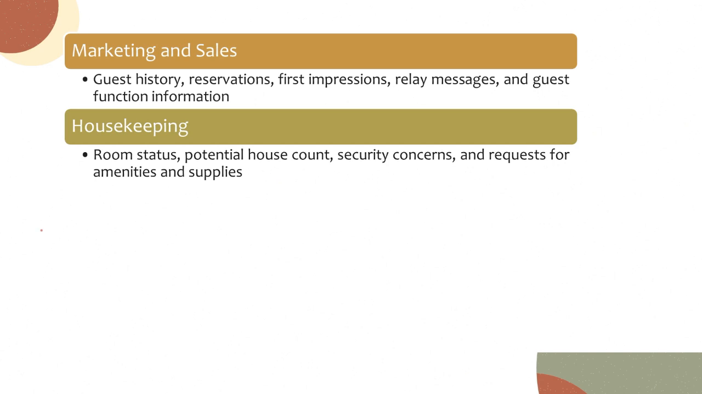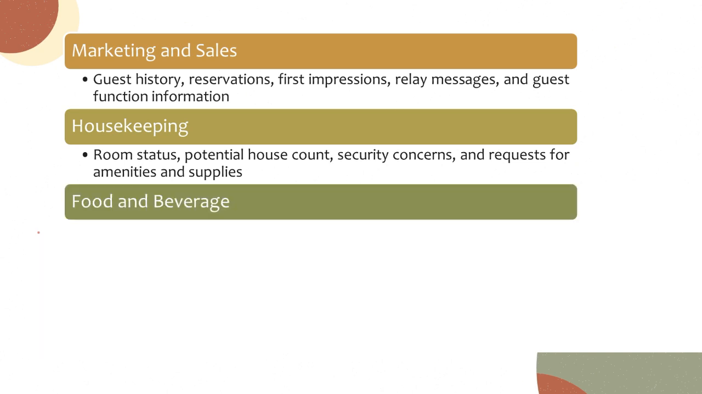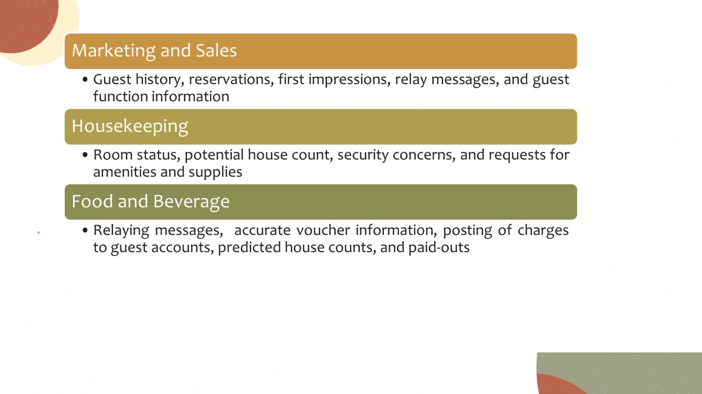Next one is the housekeeping. So, parte yan ng operation ng isang hotel. Because sa housekeeping, dito natin nakikita yung room status, potential house count, security concerns, and requests for amenities and supplies. The next one is the food and beverage. So, they're also relaying messages, accurate voucher information, posting of charges to guest account, predicted house counts, and paid outs.